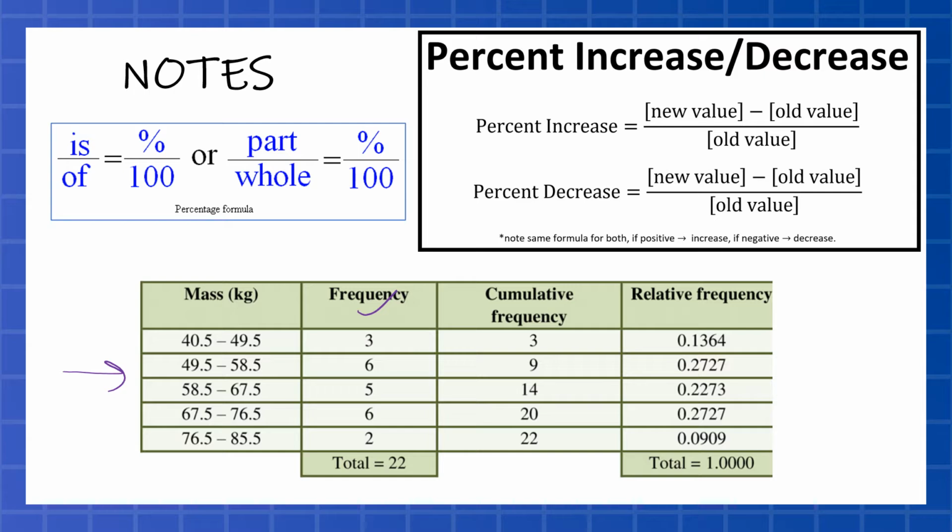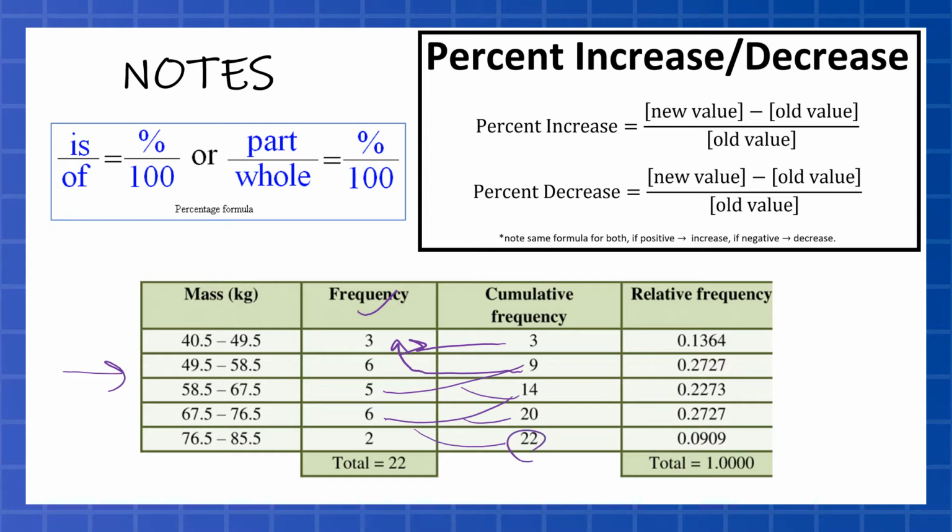The cumulative frequency is a little bit different because we say, what do we have in the category, or what do we have in the category before it? So in this case, the cumulative frequency is going to be not just 6 for the second part, but 6 plus what we had before, which is 3. So instead of just being 5, we're going to say 5 plus 9 is 14. And then 6 plus 14 is 20. And then finally, 20 plus 2 is 22.